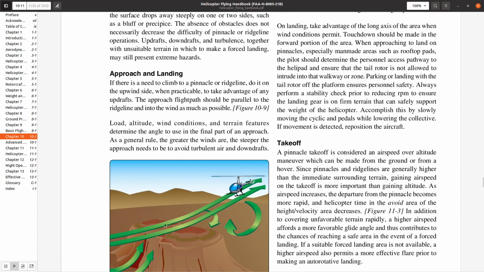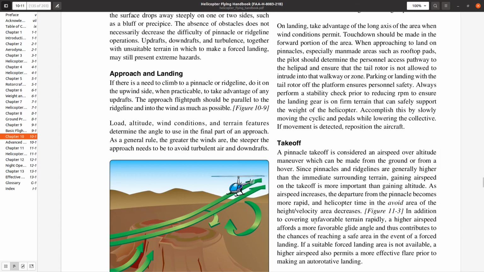And you're also going to want to do a steeper than normal approach. So the greater the winds, the steeper the approach. And why is that? Because you're trying to avoid this turbulence. You've got these updrafts, downdrafts, and they can be kind of violent. So you come in, do a nice steep approach, and you land on your pinnacle.